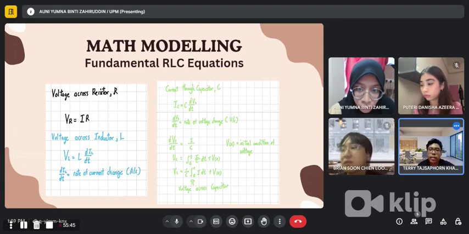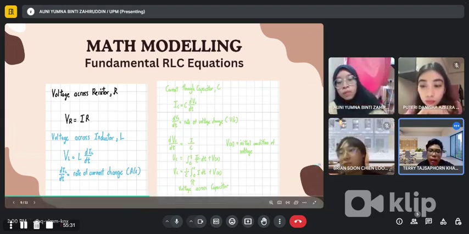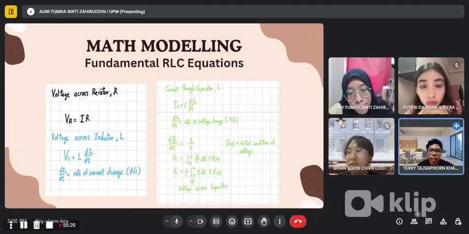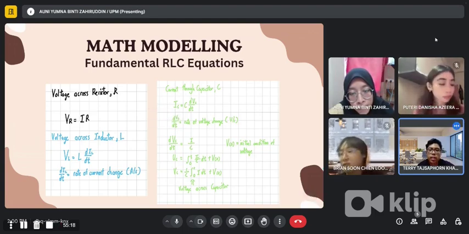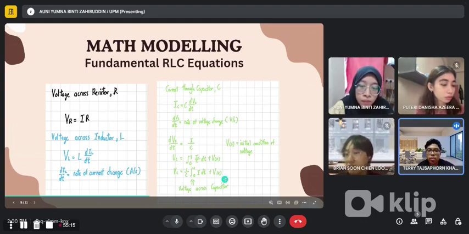Then we can write dVC over dt equals I over C. After moving the equation around, we can get VC equals integration from t0 of I over C dt plus V0. This V0 is the initial condition of voltage. Then we can conclude that the voltage across the capacitor is VC equals 1 over C integration from t0 of I dt plus V0, sorry. Next slide.